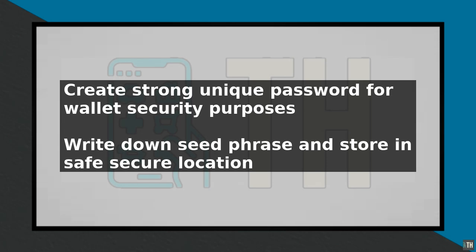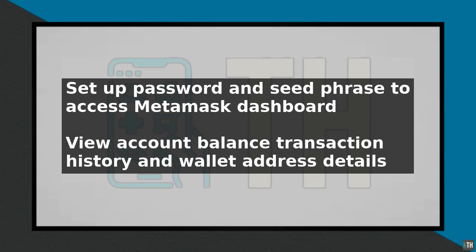To add funds to your wallet, click on the Add Funds button and select the cryptocurrency you want to add, such as Ethereum or Bitcoin. You can then copy your wallet address and use it to receive cryptocurrency from an exchange or another wallet.